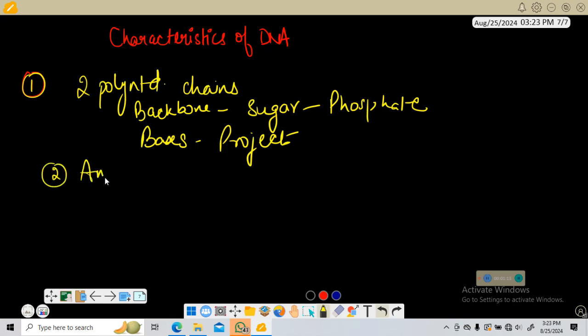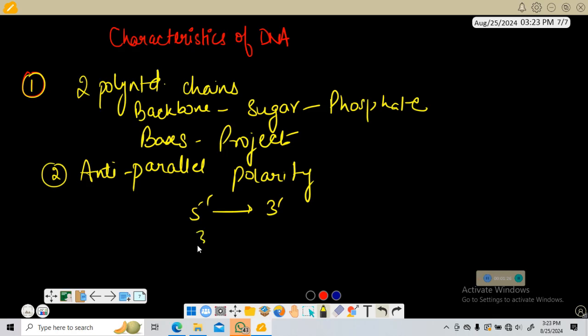Then, there are two chains, and they have anti-parallel polarity. Anti-parallel means one is 5' to 3', the other is 3' to 5'. Here you have to look for the arrows. Sometimes it's written 5' to 3', or sometimes 3' to 5', so we have to look for the arrows. This comes in the sense strand and in the anti-sense strand.